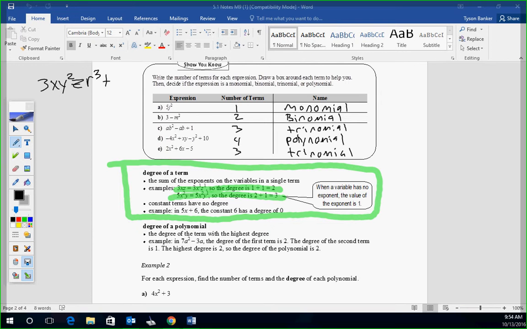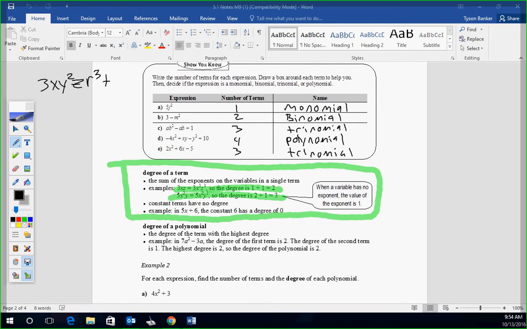The degree of a term is the sum of the exponents on the variable in a single term. So for example, this right here is a single term. What's the exponent? It's a 2. So this one's degree is 2. It's just the exponent, no problem.